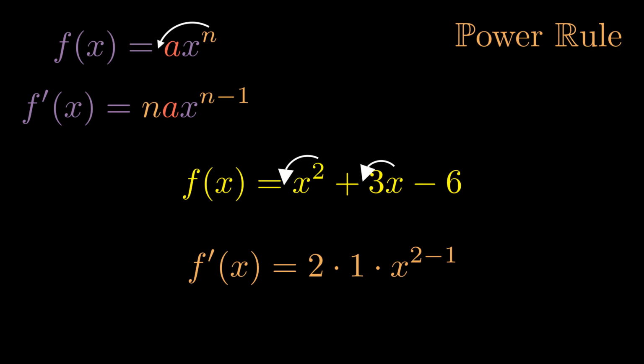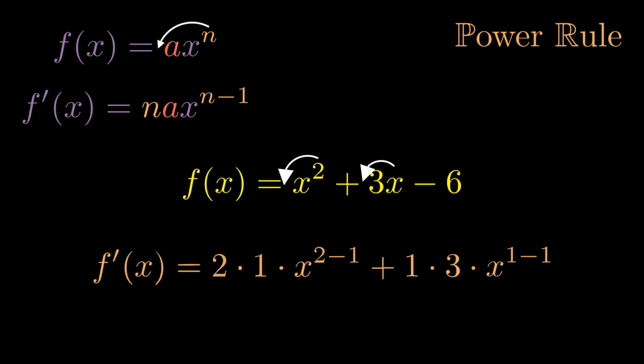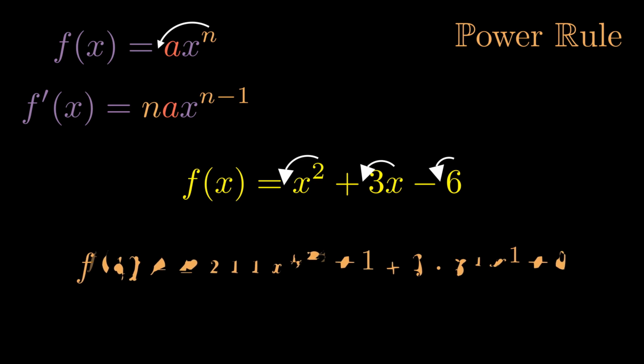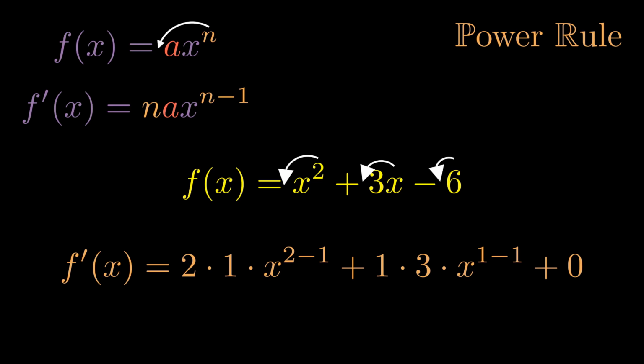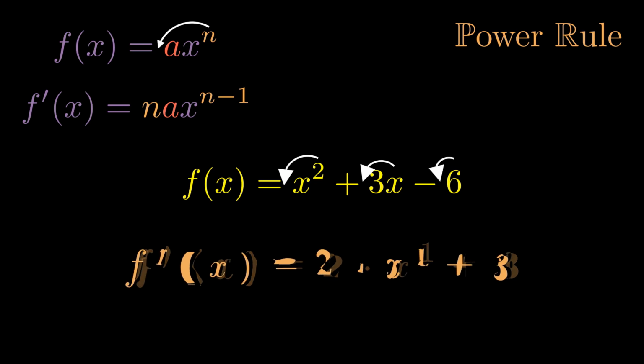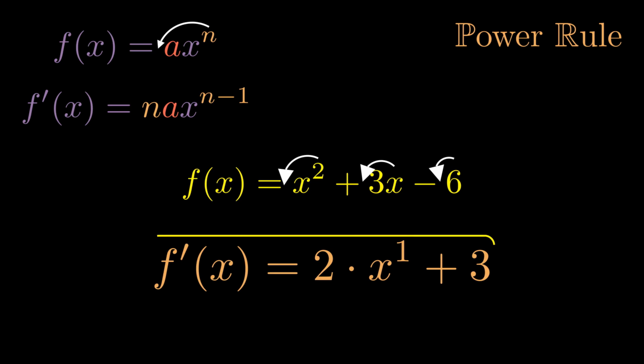We then consider 3x and apply the same logic, and we see that the derivative for that will just be 3. Now, considering minus 6, there is no x, but that's the same as x to the power 0, and therefore, using the power rule, the derivative for that will be 0, and our total derivative is going to be 2 times x plus 3.